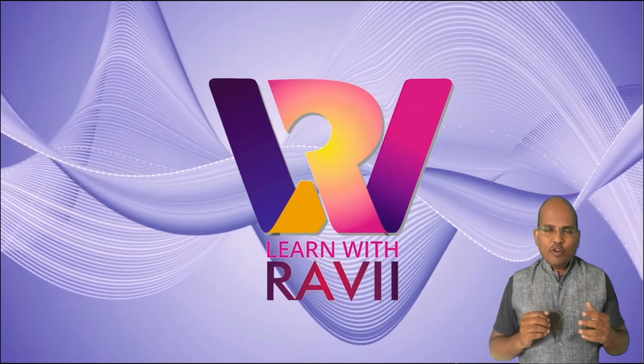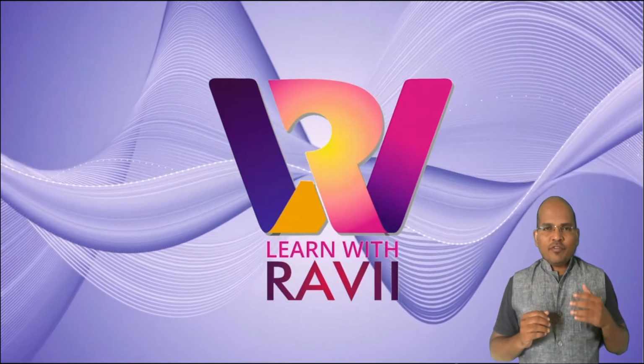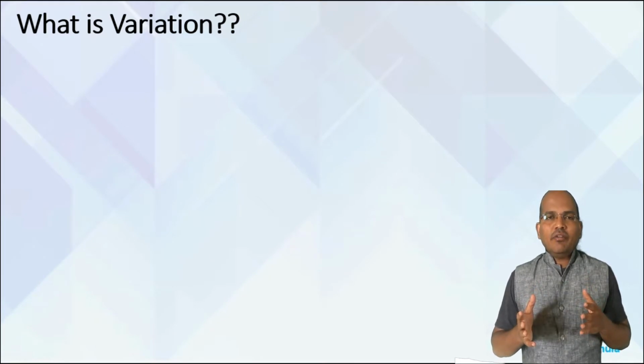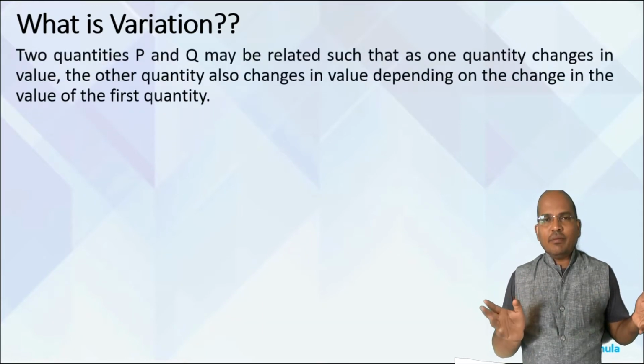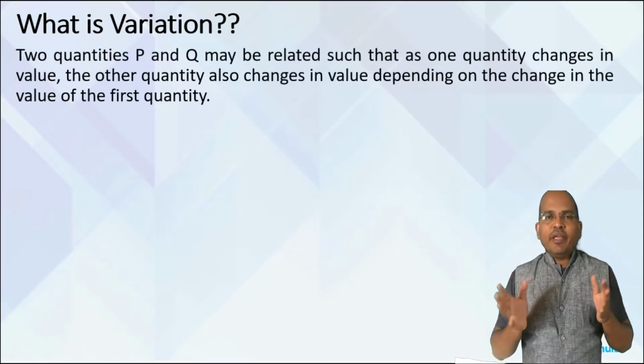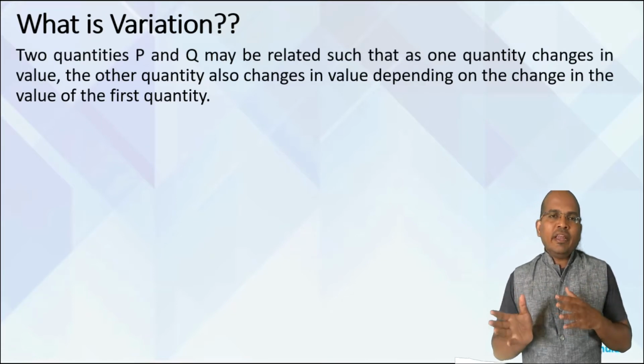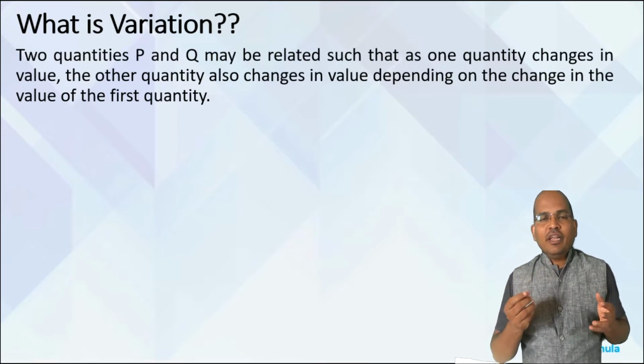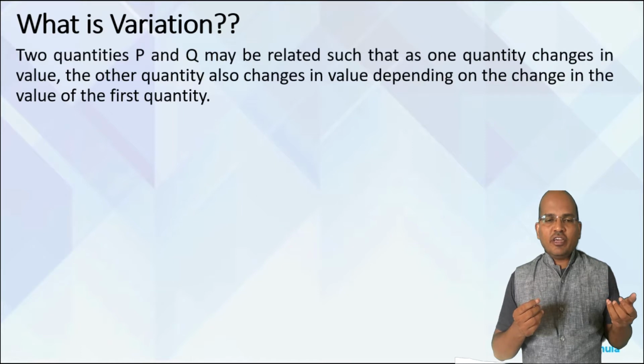In my previous video, I began with the concept of ratio and proportion. Now, what is variation? Variation is a case where a variable value depends on another variable value. For example, if P and Q are two terms, P may be related to Q in such a way that the value of P gets modified depending on the modifications in the value of Q.